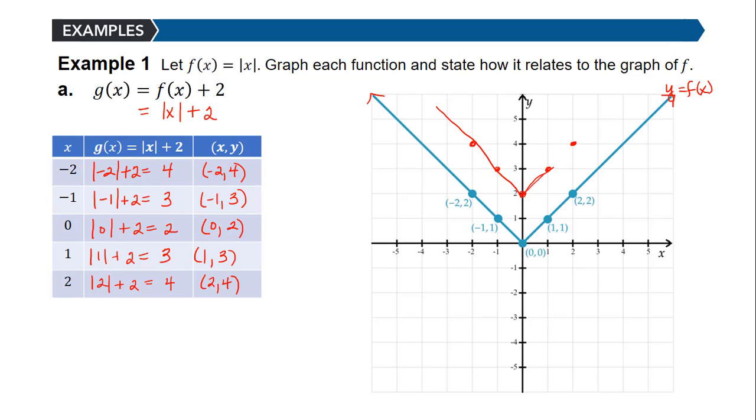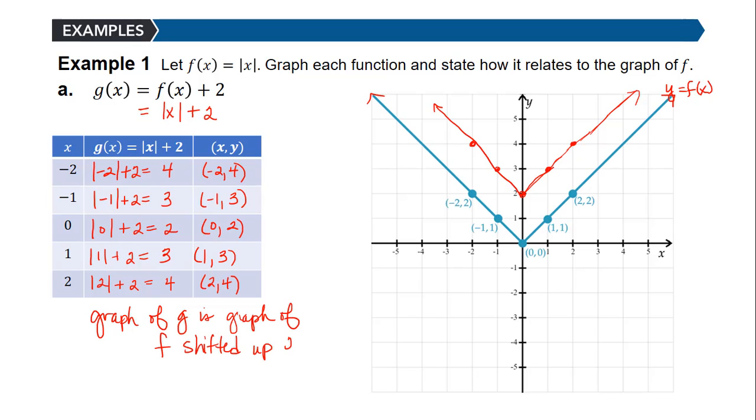And again, if you have a ruler and a straight edge, you should get a straight V-shaped graph through those points. But notice that, just like we confirmed previously, the graph of g is the graph of f shifted up 2 units. So note that each x value stayed the same, but each y value for those corresponding x values is 2 more than the original point.